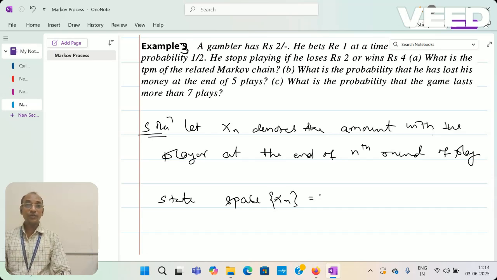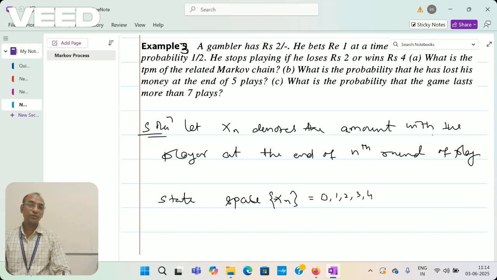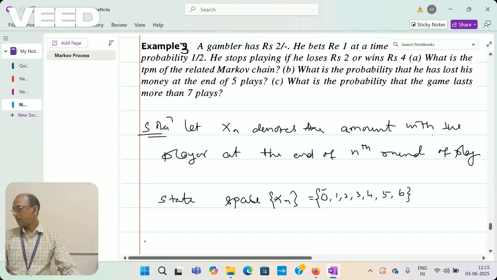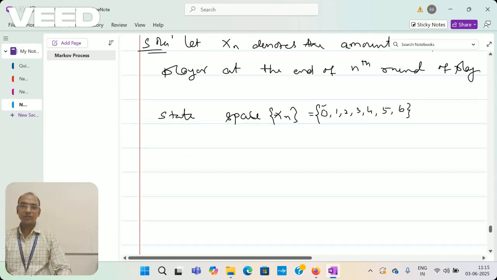If he loses 2 rupees, he will stop the play, and if he gains, he will reach 6 rupees and stop the play. In between, he will play the game if he has 1 rupee, 2 rupees, 3 rupees, 4 rupees, 5 rupees. If he gains 6 in total, he will stop. And if he lost all the 2 rupees, he will stop the play. So these are the states.